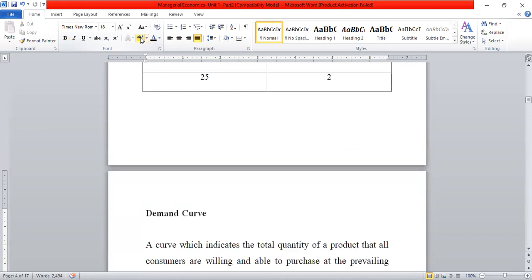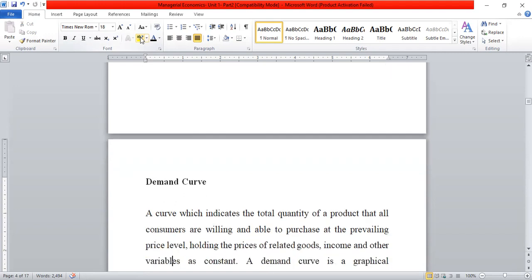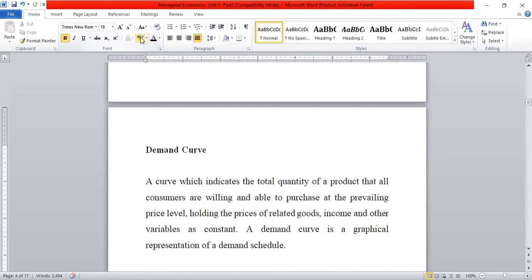Next, demand curve. We can draw the demand schedule as a curve. That curve is called the demand curve. So the demand curve is a graphical representation of a demand schedule. It indicates the total quantity of a product that all consumers are willing and able to purchase at the prevailing price level.